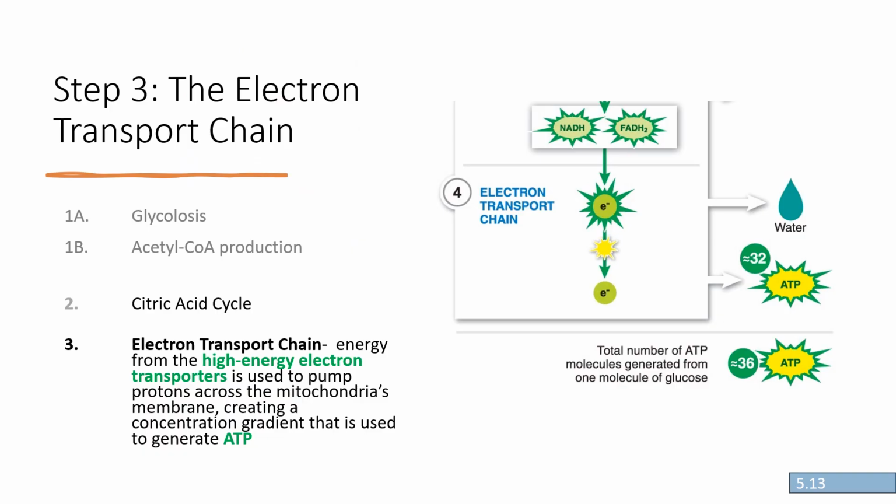The electron transporters we just produced now enter the electron transport chain. This is similar to the electron transport chain we saw in photosynthesis. Here, the energy from the high-energy electron transporters is used to pump protons across the mitochondria's membrane. As this happens, it creates a concentration gradient. That concentration gradient is a form of potential energy that we can use to generate ATP, just like the concentration gradient produced in photosynthesis.